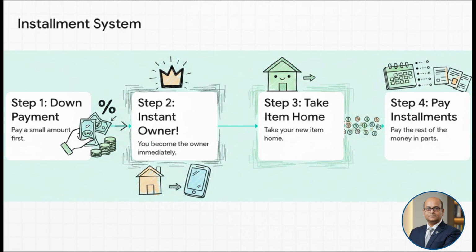You pay a down payment, you take the item home, and you pay the rest in monthly installments. But look very closely at step 2. The moment you make that first down payment, you become the legal owner of the item immediately. That is the big difference.